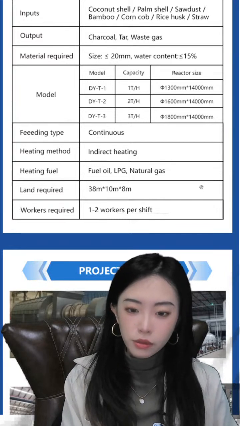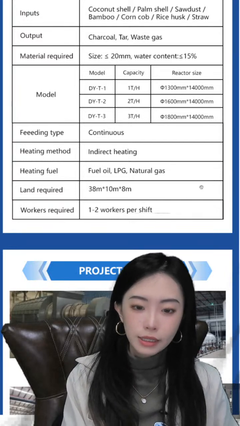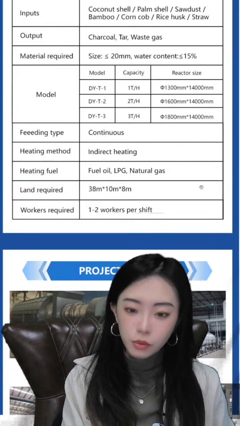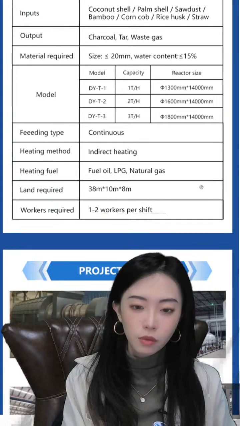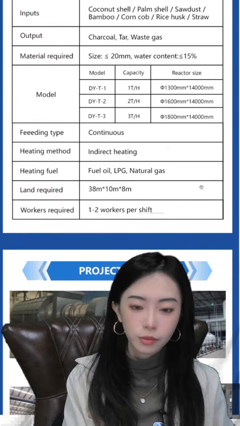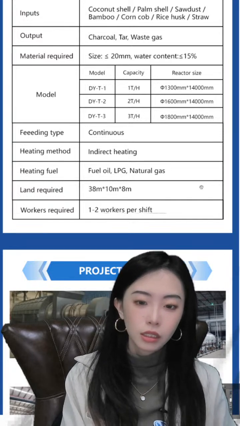Is it 3 ton per day output of charcoal? Yes. We have 1 ton, 2 ton, 3 ton per hour. Or if you want a bigger one or smaller one, you can also contact us.